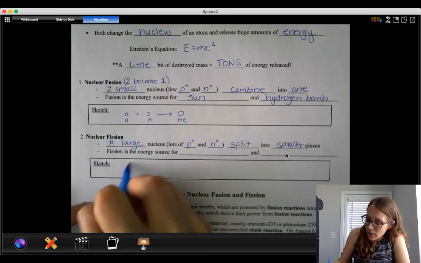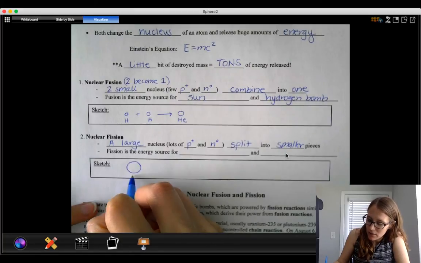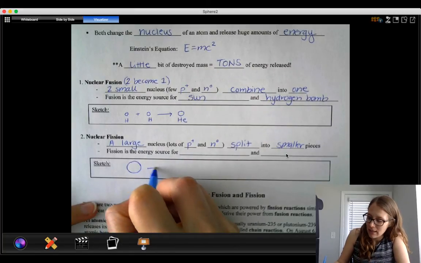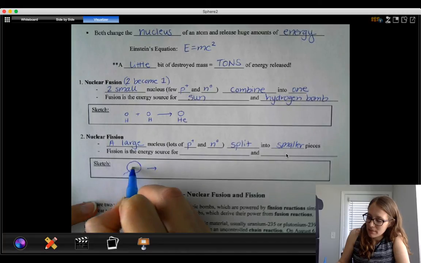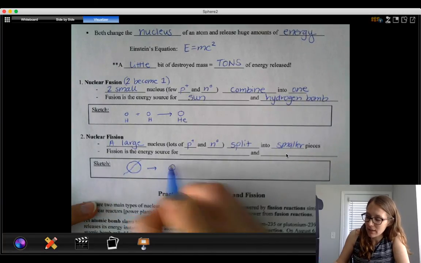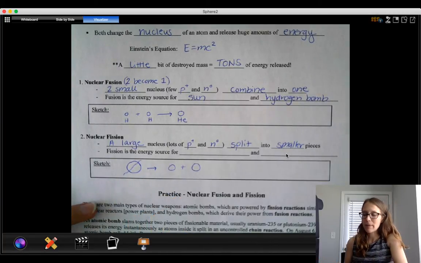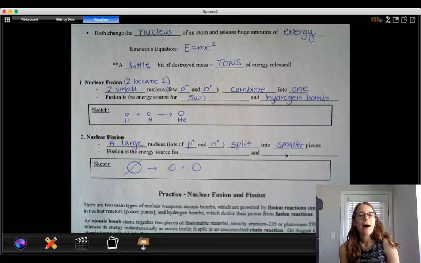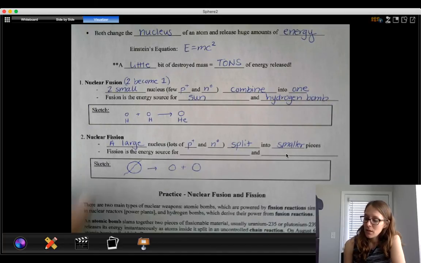So for example, let's say that we took something that was really big like this. It's going to get split, not necessarily evenly. So I'll draw these two pieces as being kind of different sizes, but they're going to get split into two chunks overall. And sometimes there's even more chunks. Sometimes there's extra little neutrons or extra small pieces that are fragments that get split off as well.